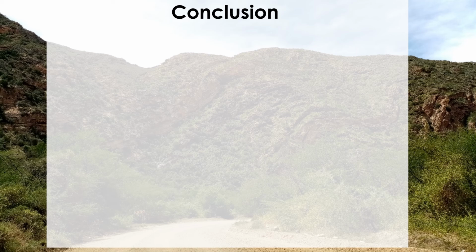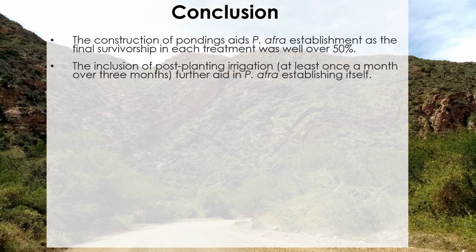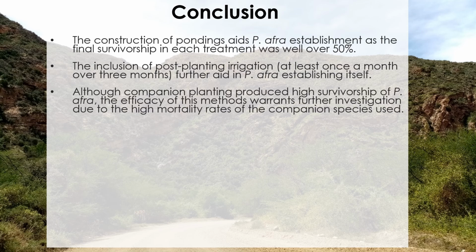So based on these results, we can conclude the following. The construction of pondings aids in Portulacaria afra establishment, as the final survivorship in each treatment was well over 50%. The inclusion of post-planting irrigation of at least once a month over 3 months further assists in Portulacaria afra establishing itself. Although companion planting produced high levels of survivorship of spekboom, the efficacy of this method warrants further investigation due to the high mortality rates of the companion species used.